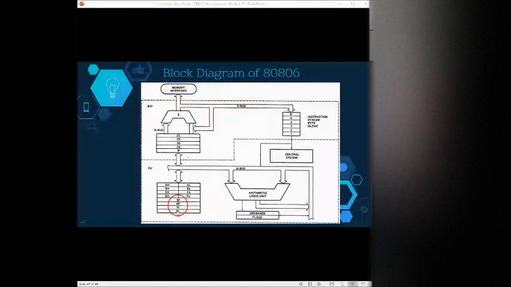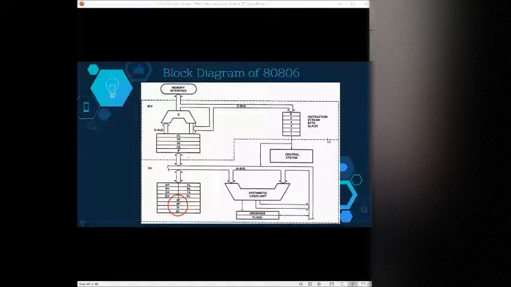Then let's go to DI, the destination index register. It is used in pointer addressing of data and as a destination in some string related operations. It's an offset relative to the extra segment. So DI to extra segment. Okay?